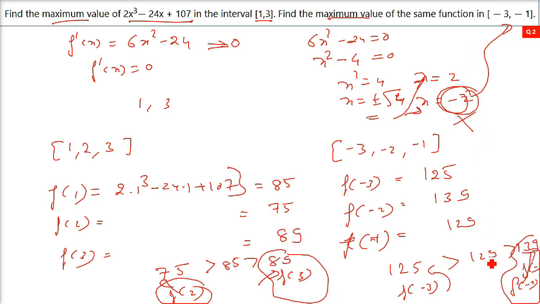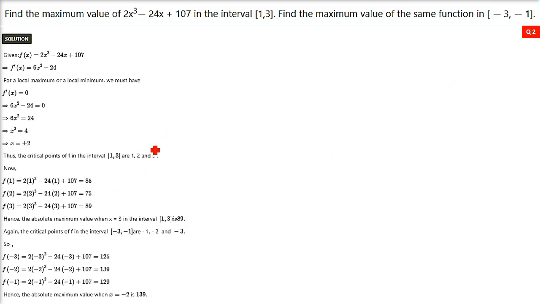You don't have to find out the minimum value here. The question is only asking about maximum value. So 89 and 139 is enough, right? Only mentioning 89 and 139 is enough for this question, rather than going for the others also, because only maximum value has been asked.